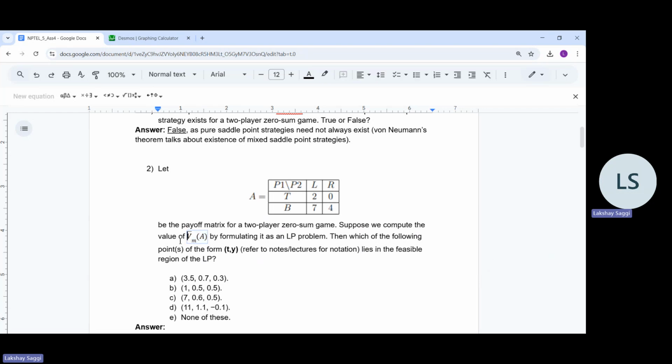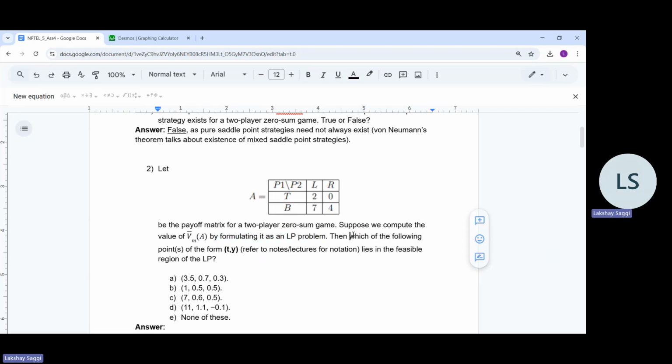You may remember that V underline M was used to refer to the max-min value, and V overline, or basically V bar M, was used to represent the min-max value. So this notation was already discussed in the lectures. And to calculate this value in the case of mixed strategies, we formulate it as an LP problem, as was discussed in the lectures.